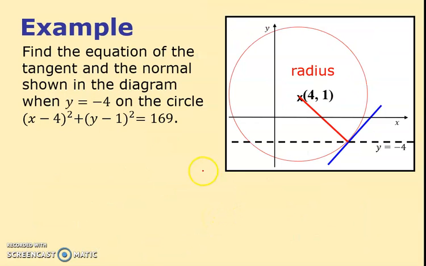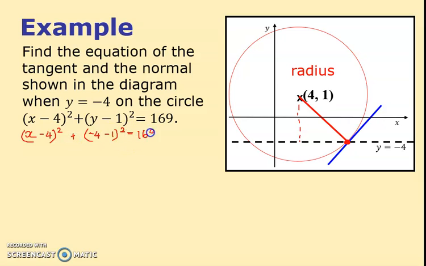Another example, I suspect it's very similar. Let's have a look. Find the equation of the tangent and normal again in the diagram when y equals minus 4. So we've got a y coordinate there of minus 4 on the circle. Okay then, so very first thing I want to do is I need to find, I think, if I want the equation of the tangent and normal, I need to know this gradient. So when y equals minus 4, I suppose I don't know the x coordinate there. So when y is minus 4, I chuck it there into this equation. X, I don't know the x, that's what I'm trying to find.